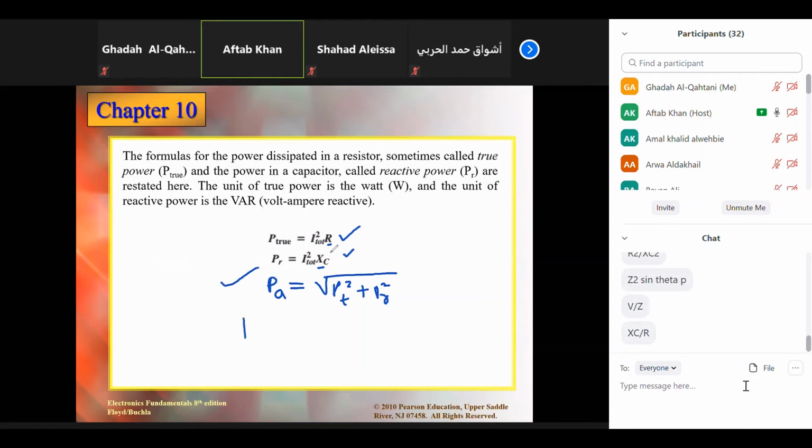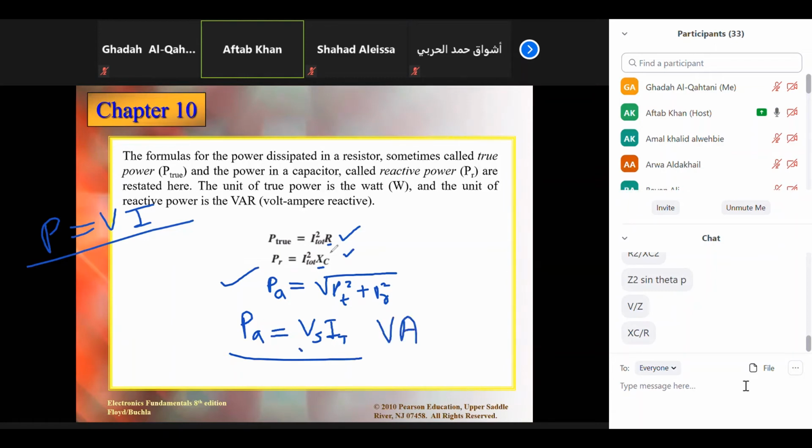Another formula is there, because it is a total power. So how can we calculate the total power? Total V and total current. Do you remember the formula? P is equal to V into I? Yes, it is the same because it's a total power, V into I. And what is the unit of this? The unit is volt ampere, because the unit of voltage is volts and current is ampere. True power is in watts, reactive power is in VAR. Getting the point?